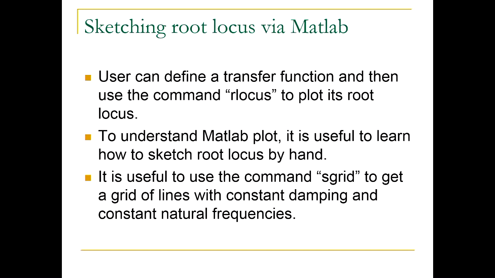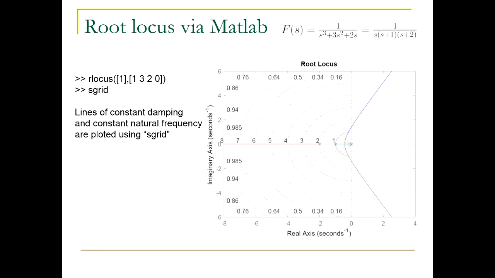So you define your transfer function. The transfer function in 1 plus kf equals 0 is f. You define f, and then you just use rlocus(f), right? But it's also useful to know this function sgrid, which gives you a grid of constant damping factors and constant natural frequencies, because this is very useful for design. So let me just show you in an example.